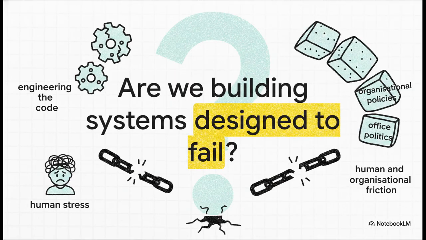Before we go, I want to leave you with one final provocative question. If we only engineer the code, and we choose to ignore the office politics, the organizational policies, and the realities of human stress, are we actually just building a system that is designed to fail? As software engineers, it is our professional responsibility to realize that if we fail to minimize human and organizational friction, even the most beautiful code will result in a failing system.